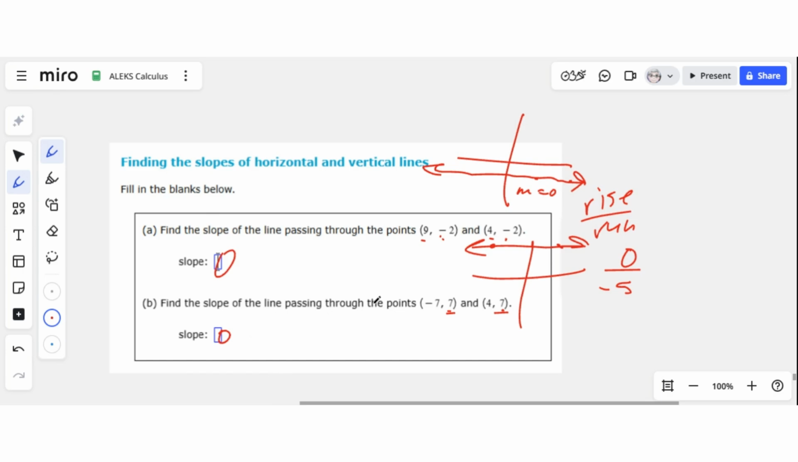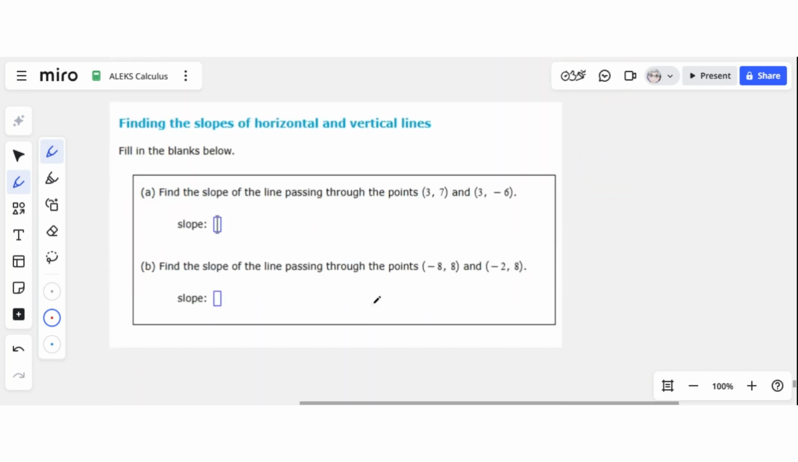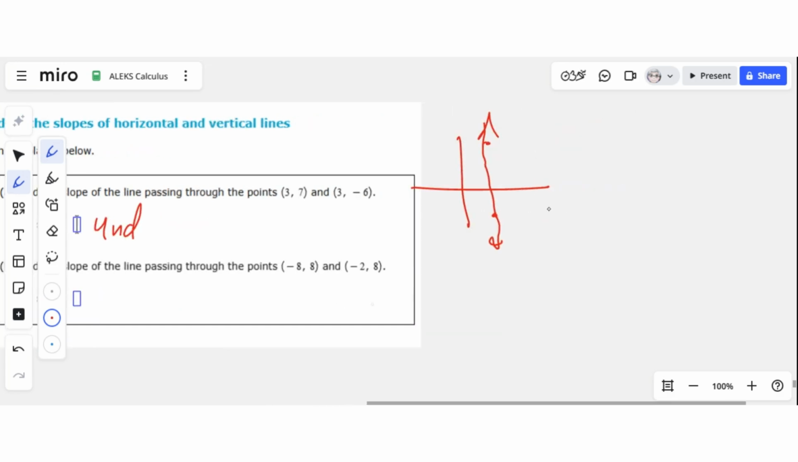Let's try one more set of problems here. Okay, this one we have the points (3, 7) and (3, -6). So now the x is staying the same and y is changing. So let's sketch this so we can think about it. The x value is staying at 3, and we have a point down at -6, and we have a point up at 7. So we're getting a vertical line. What is the slope there? Well, vertical lines have an undefined slope, and I'll show you why with the math here.